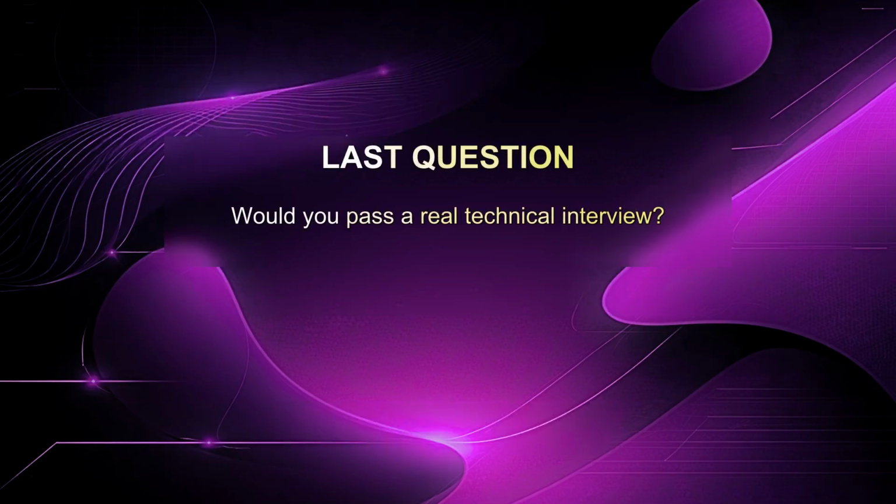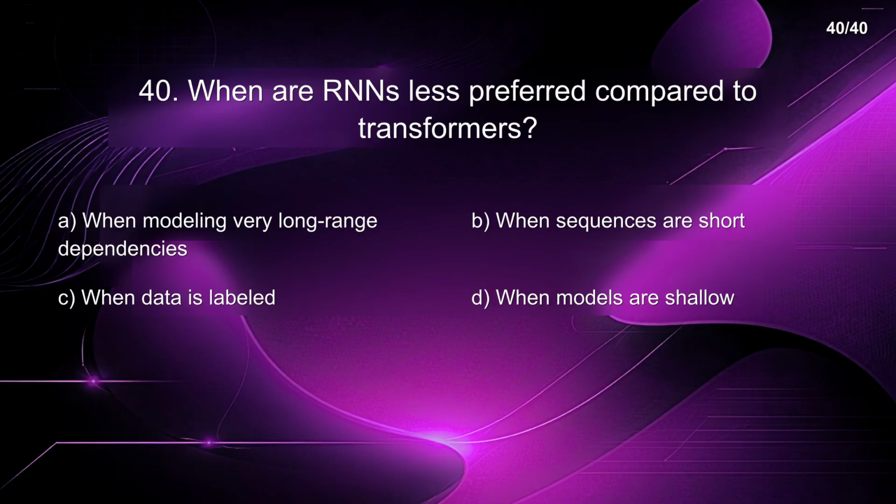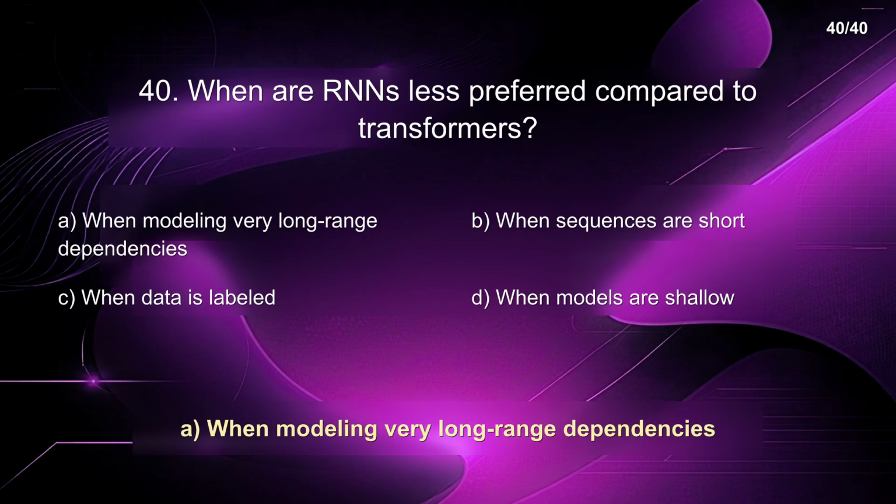Last question. Would you pass a real technical interview? 40th question. When are RNNs less preferred compared to transformers? A. When modeling very long-range dependencies. B. When sequences are short. C. When data is labeled. D. When models are shallow. Correct answer is A. When modeling very long-range dependencies.